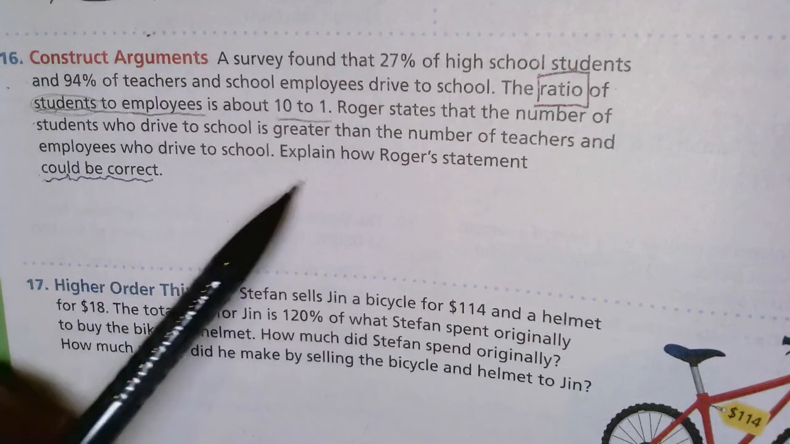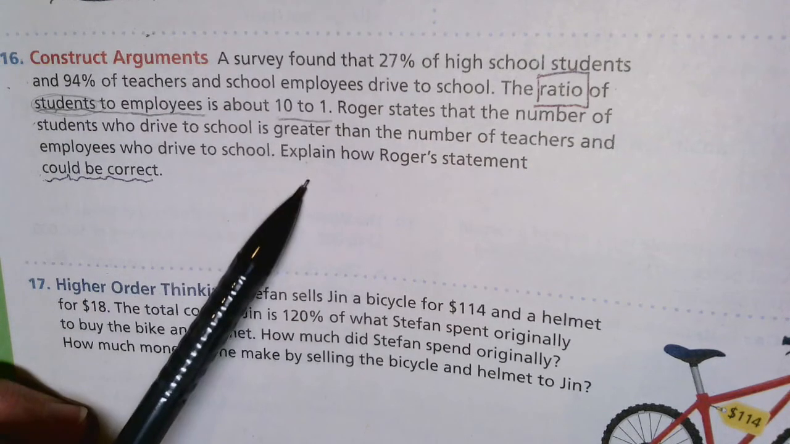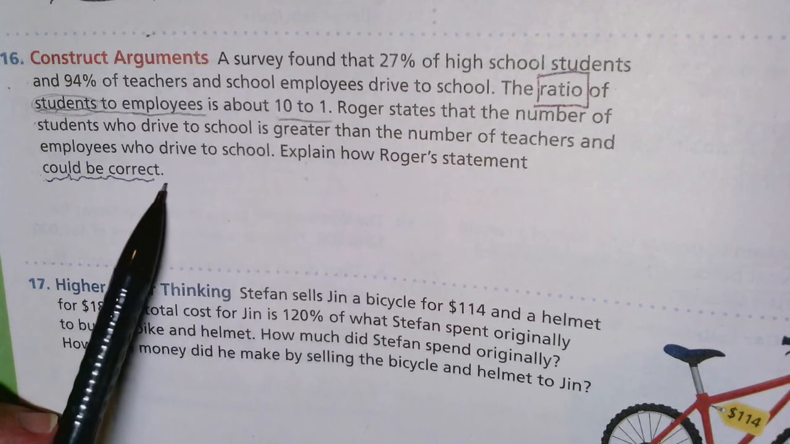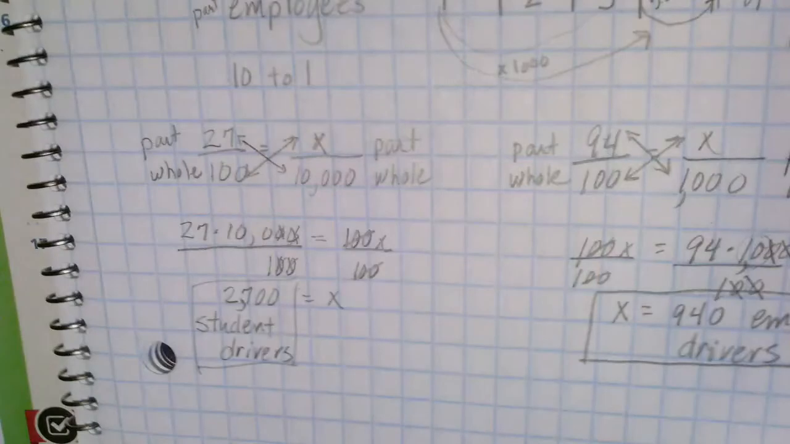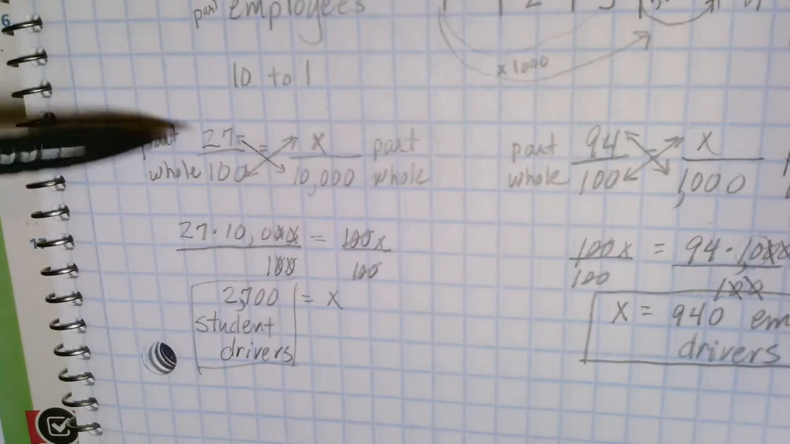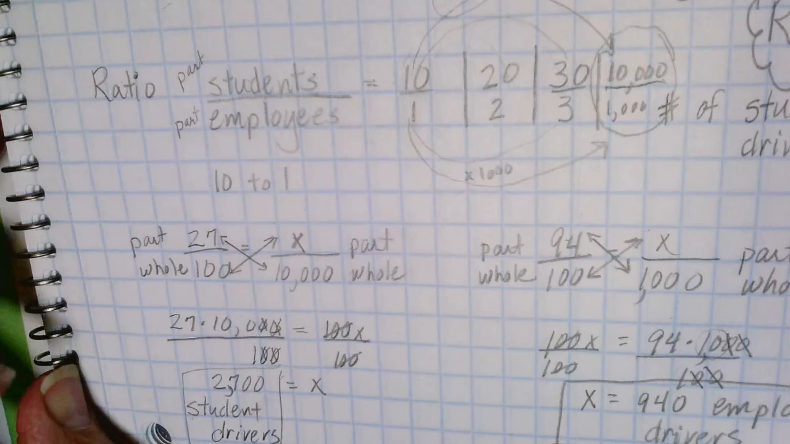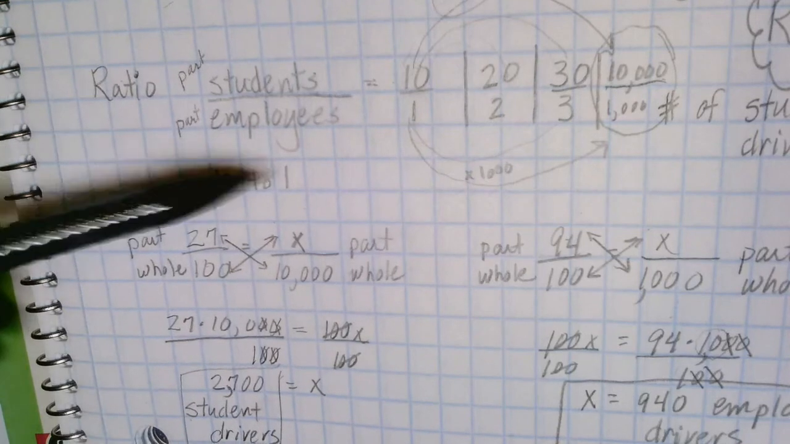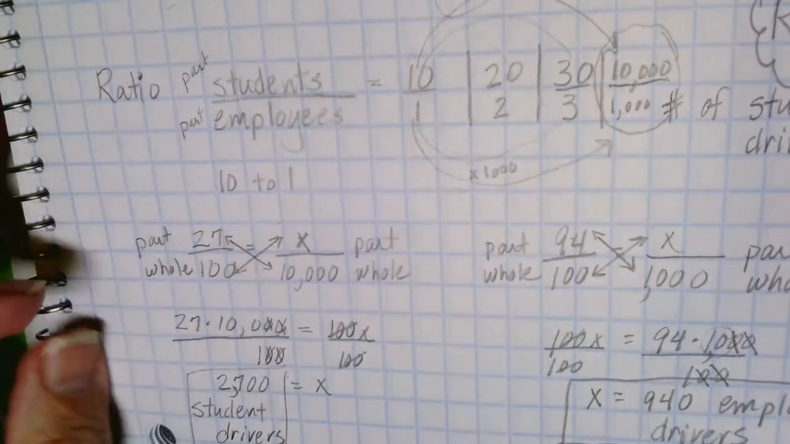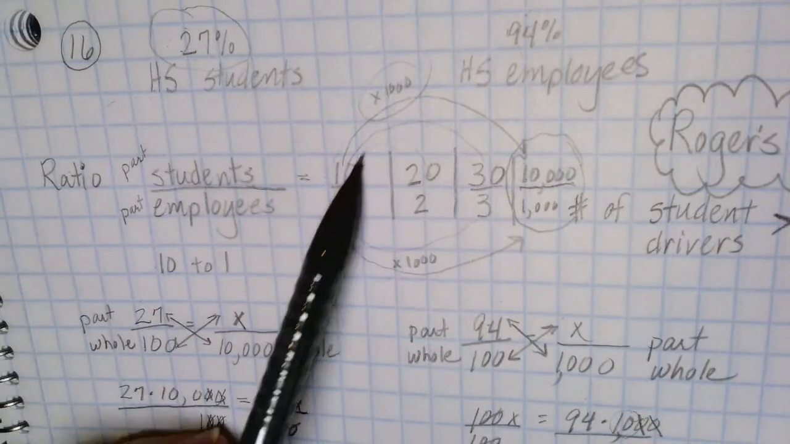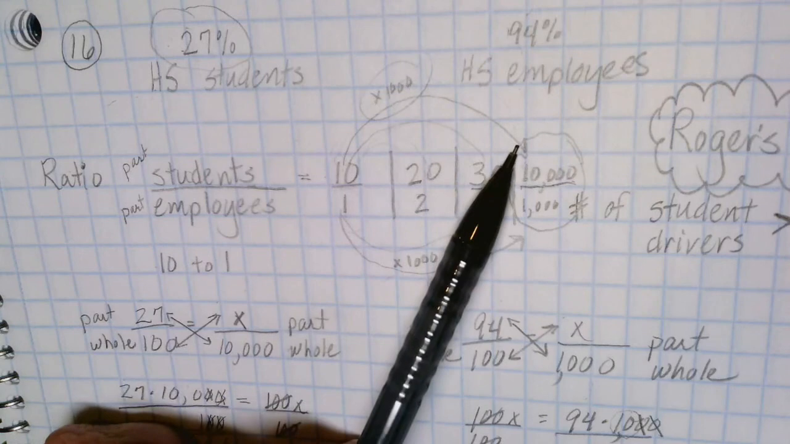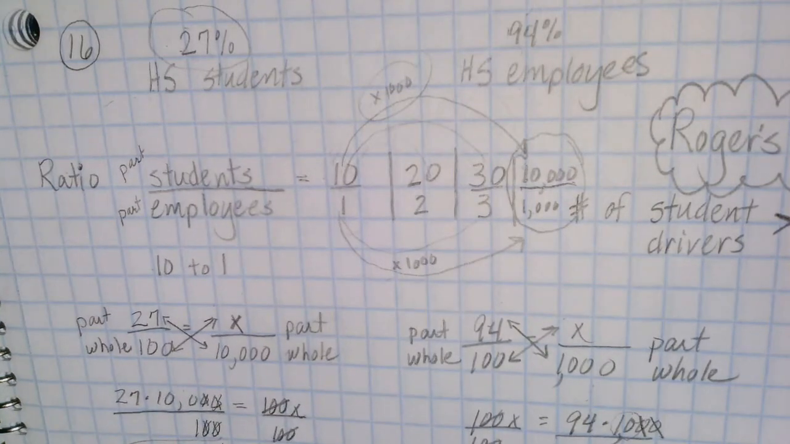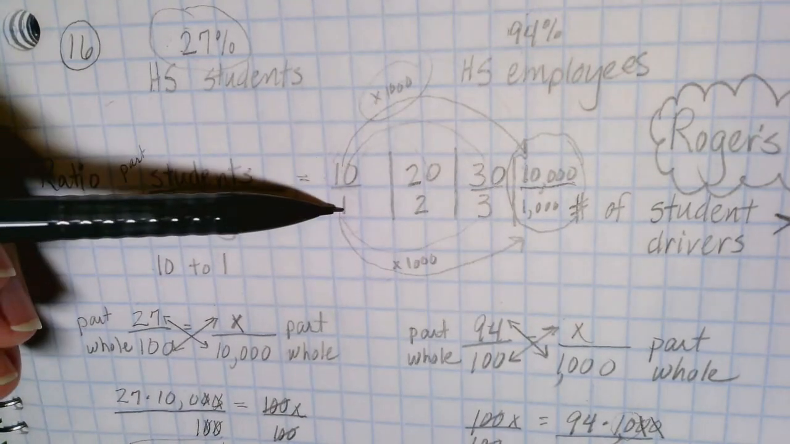Our question: explain how Roger's statement could be correct. Well, we just looked at a situation here where we had a fictitious school where we used the ratio of 10:1 to determine the population of the number of students in a school. We multiplied that ratio by 1,000, both in the first term and the second term.